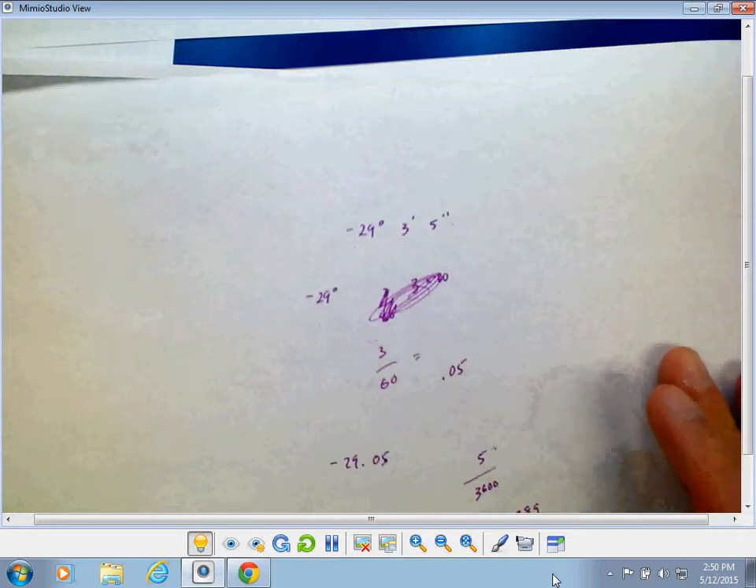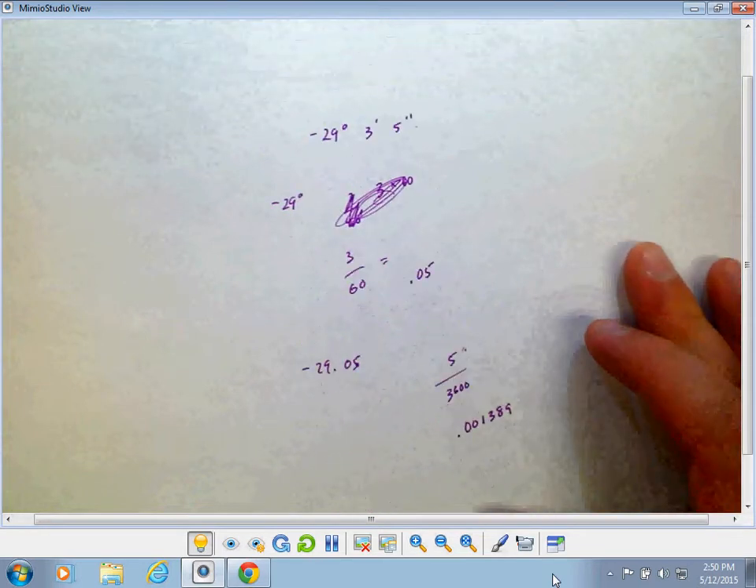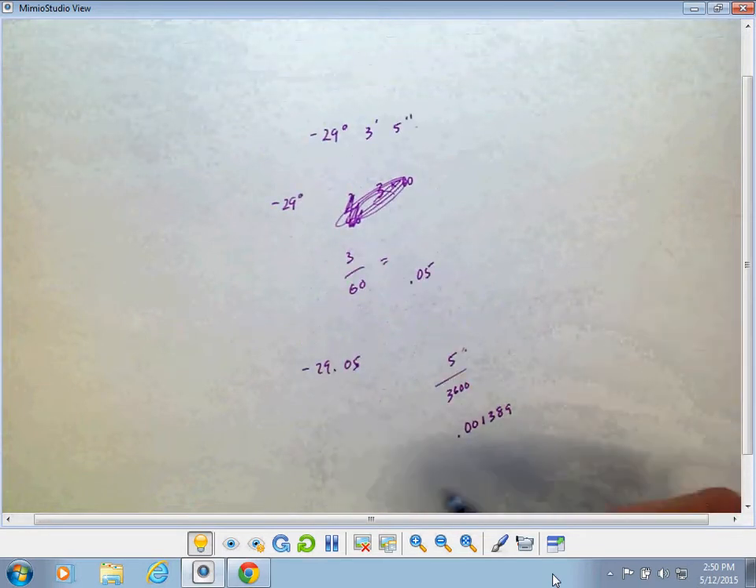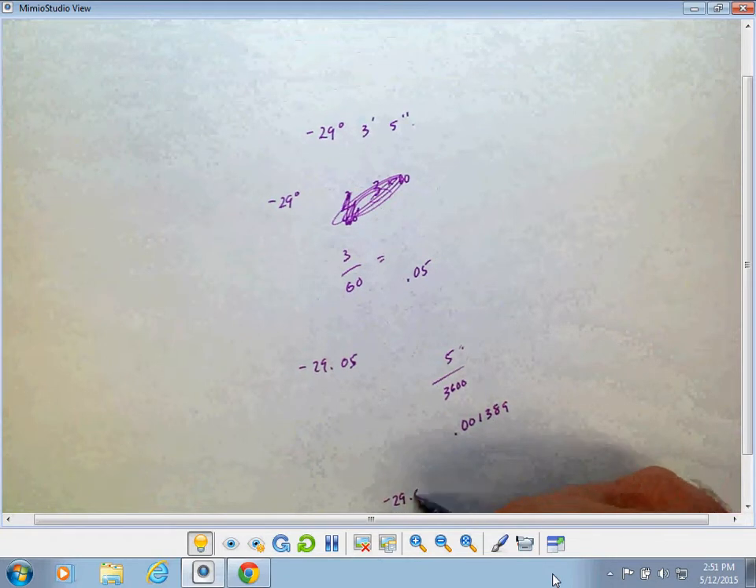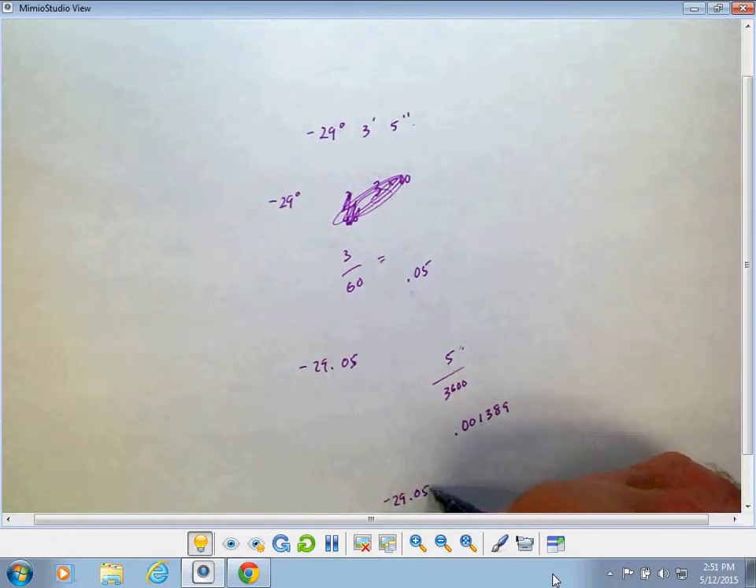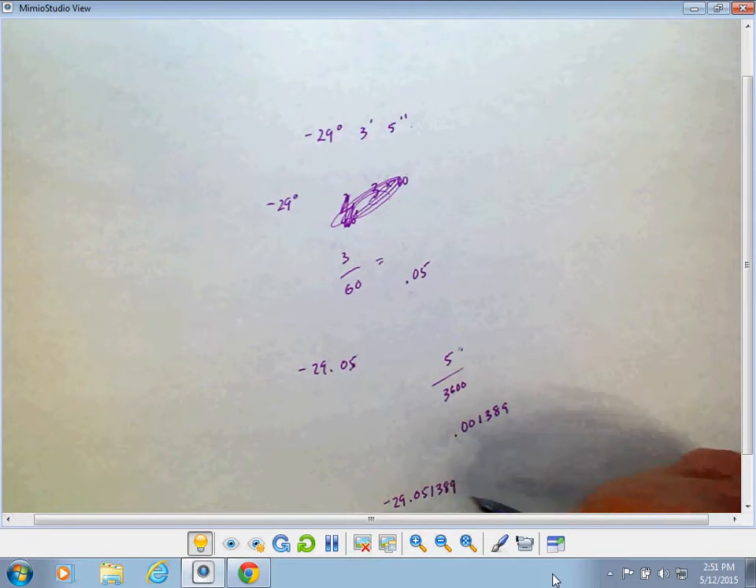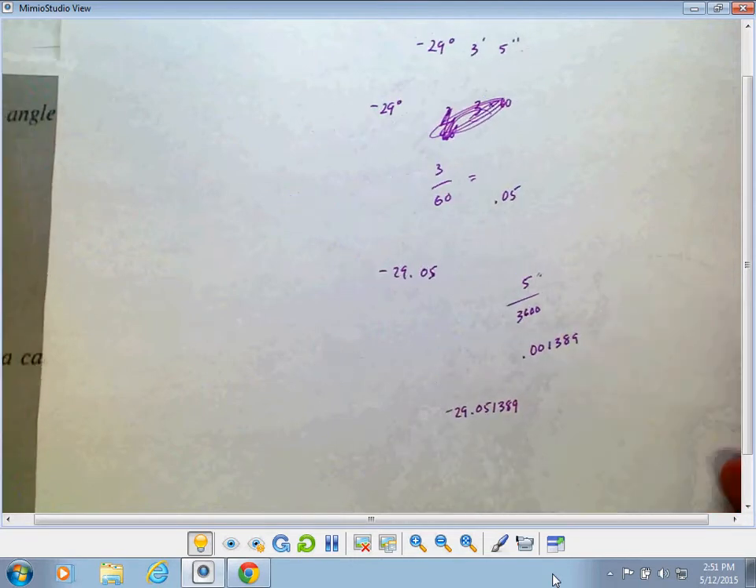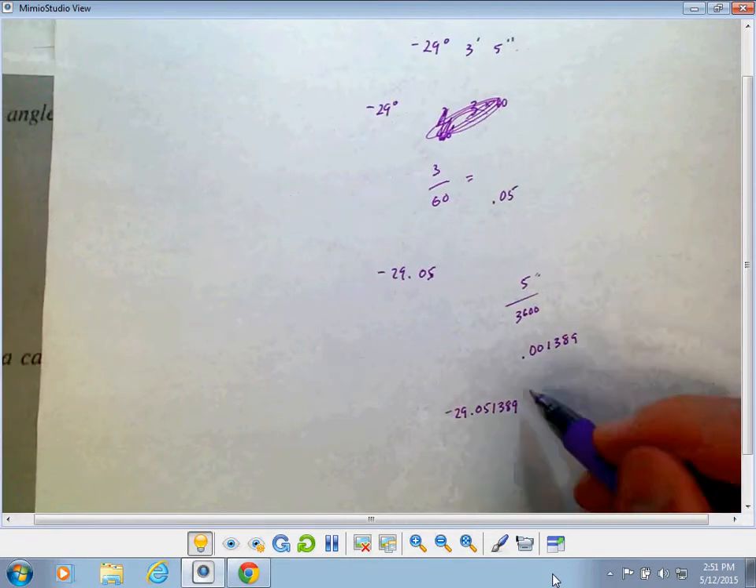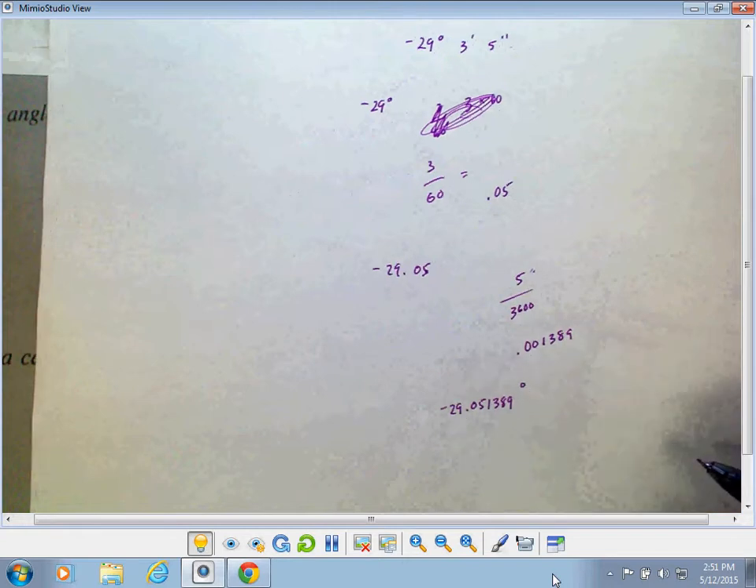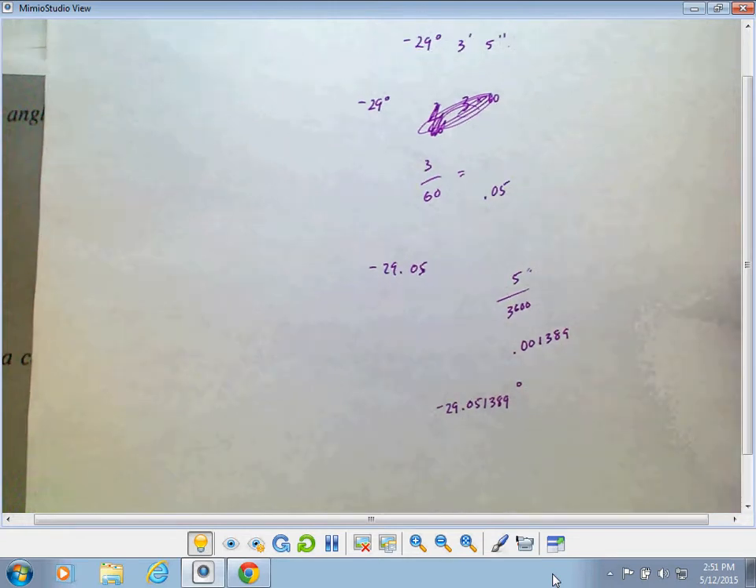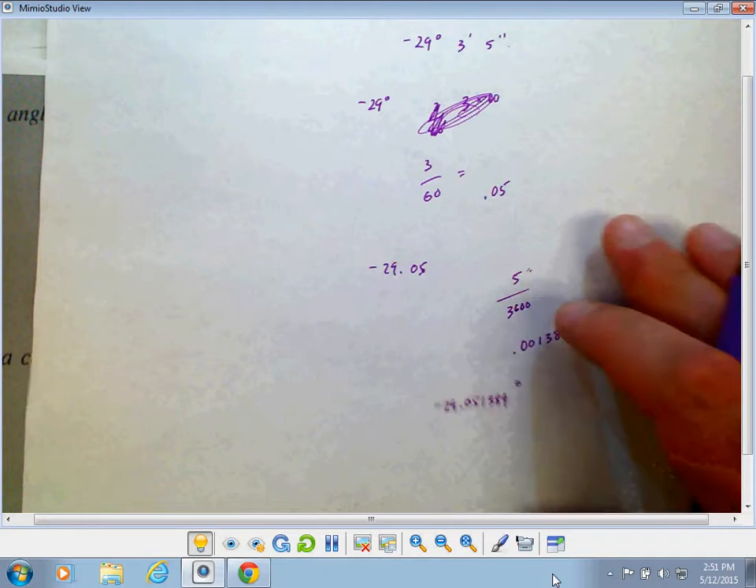And that is 0.001389. Round it off a little bit. And then you just add all of these things together. So it would be negative 29.051389. And that would be your decimal. So that's like your degrees in decimal format. Or another way to write it would be 29 degrees, 3 minutes, 5 seconds.